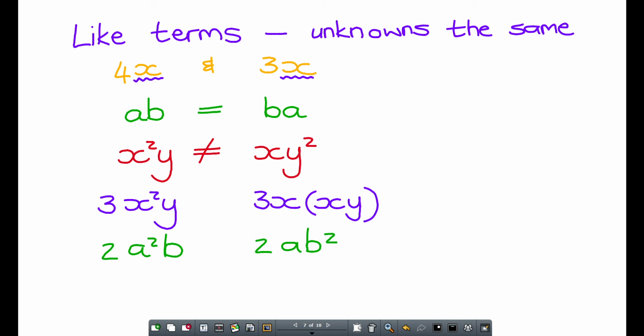Okay. Right, let's look at the blue one. 3x squared y and 3x bracket xy. What's actually written here? Times. So it's 3x times xy. So who wants to take a chance and say, is it like terms or not? He's saying it is. Okay, so who says that it is like terms? Okay. Who says it's not like terms? Okay, put your hands down. We've got 2 winners.